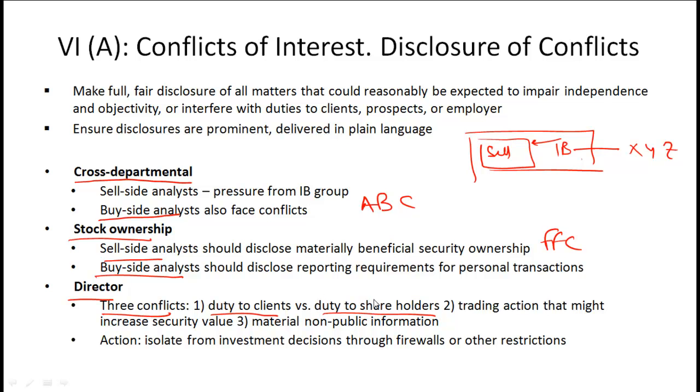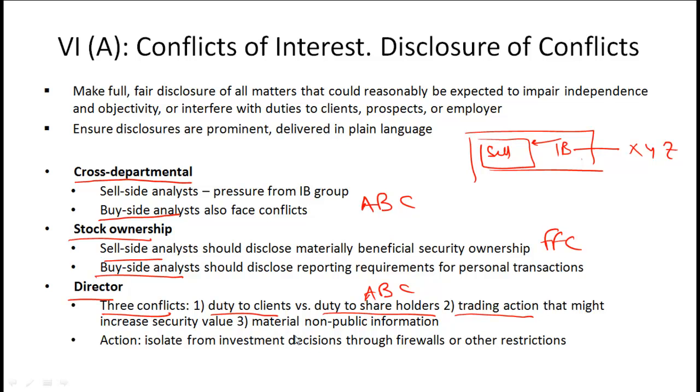So as a director or as a member of the board of directors, you have a duty to the shareholders of, say, ABC company where you are on the board. What about duty to clients? Now, if your investment firm also makes recommendations related to ABC, then clearly there is a conflict of interest. As a shareholder in ABC or as a director, you might get shares in ABC or you might get options, and clearly then there would be some conflict of interest because you might take some trading actions that would increase the value of this security.